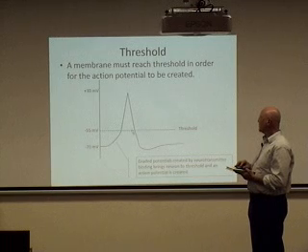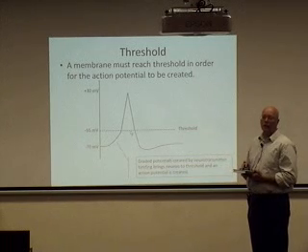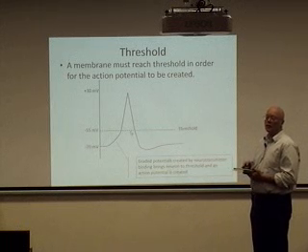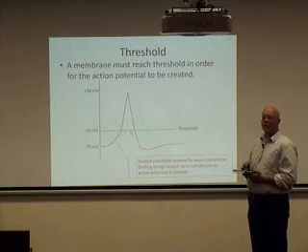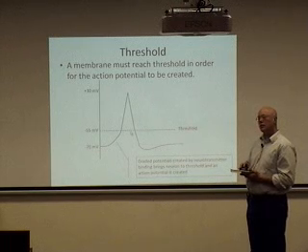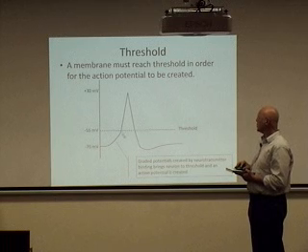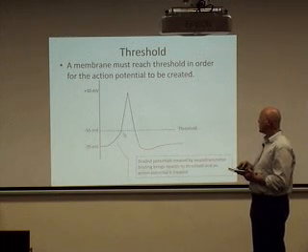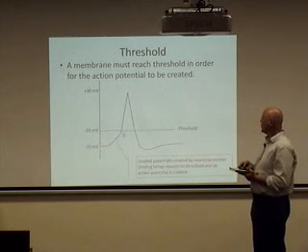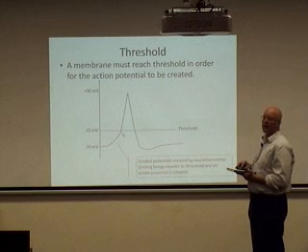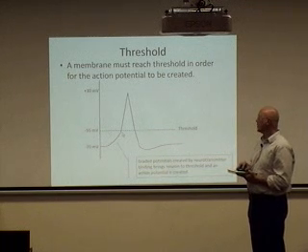And once the action potential is created, it will travel all the way down the axon to the axon terminals to cause the release of neurotransmitters at the axon terminals, which can then stimulate the next neuron in the chain. So this threshold is the voltage that a neuron has to be stimulated to by neurotransmitters binding to neurotransmitter receptors to actually create the action potential, to cause the neuron to fire, to cause the neuron to create an electrical impulse.